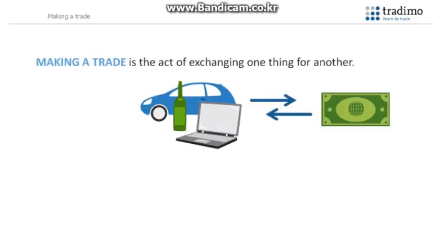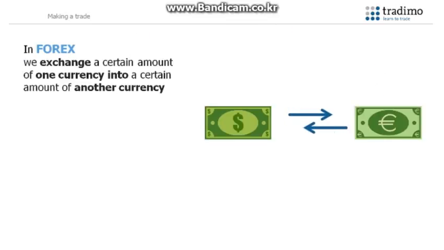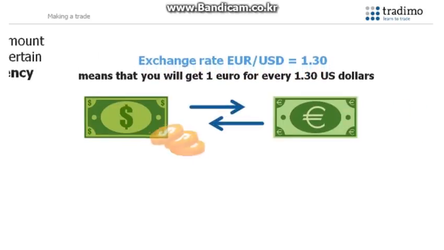Making a trade is the act of exchanging one thing for another. In the context of Forex, it means that we exchange a certain amount of one currency into a certain amount of another currency, based on the current price of the currency pair. For example, if the price of the Euro-US dollar currency pair is at $1.30, we can get €1 for every 1.3 US dollars.